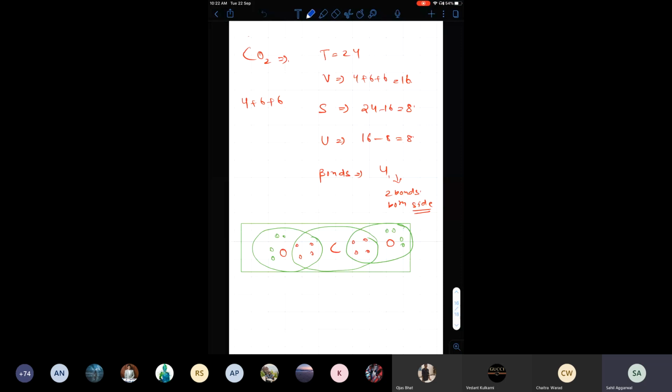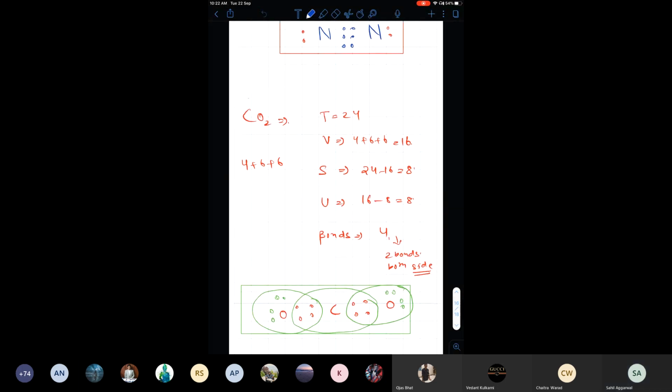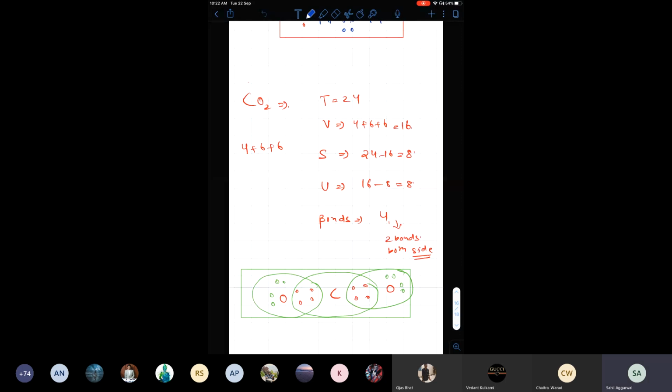Is the screen visible? Am I audible? Yes, sir. Any doubt in CO2?